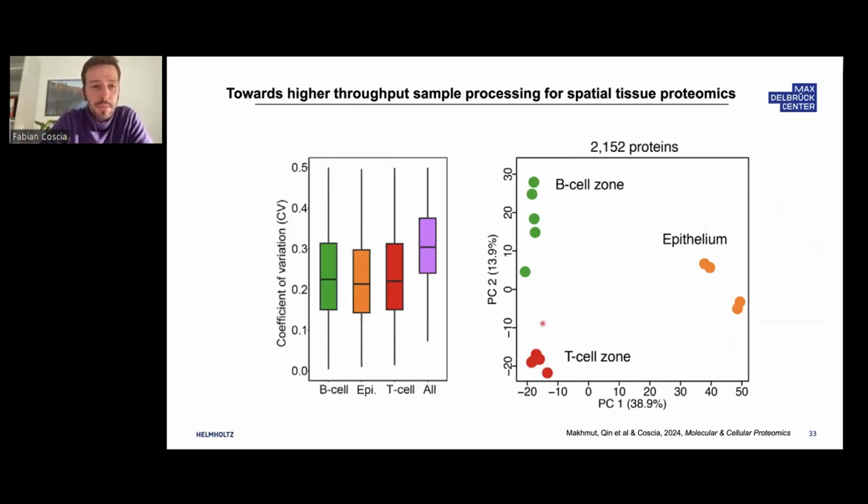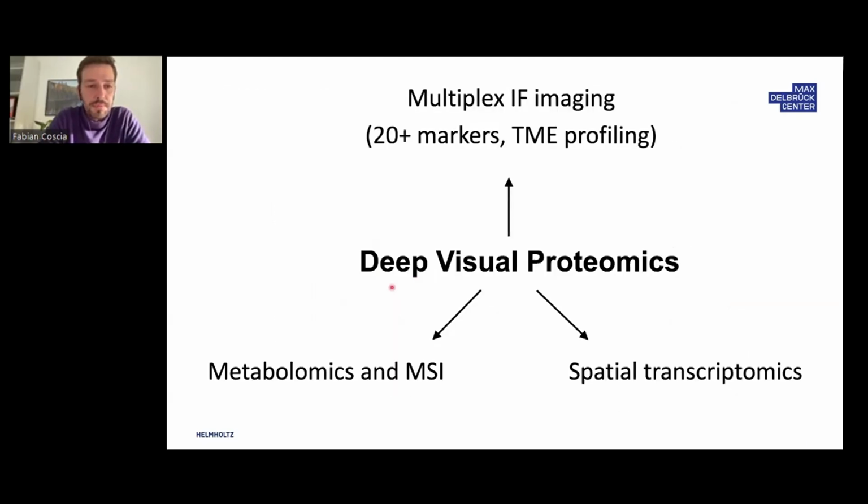We also performed a benchmarking experiment to show that we can capture cell type specific proteomes using this pipeline, and analyzed different cell type specific niches in human tonsils, so B cell zones, T cell zones, and epithelial cell zones. In fact, we could confirm very striking differences between these different cell types, and also show that within-group variation was much lower than when comparing all the samples measured here, really indicating that we capture cell type specific proteomes.